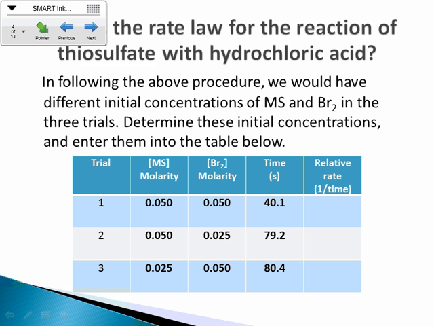okay? So in the above procedure, we would have different initial concentrations of MS and Br2 in the 3 trials. Determine these initial concentrations and enter them into the table below. Well, looks like that's been done already. So you have a table down below, pre-lab problem number 7, right? Now, is everybody okay with why the concentrations are the way that they are here?